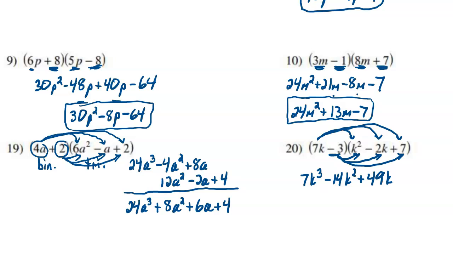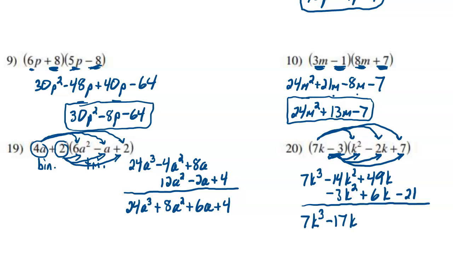Now let's move over to the negative 3 and do 3 multiplications. Negative 3 times k squared is negative 3k squared. Negative 3 times negative 2k is positive 6k. And negative 3 times 7 is negative 21. Now combine like terms. 7k cubed minus 17k squared plus 55k minus 21. This concludes the answer key for the review.